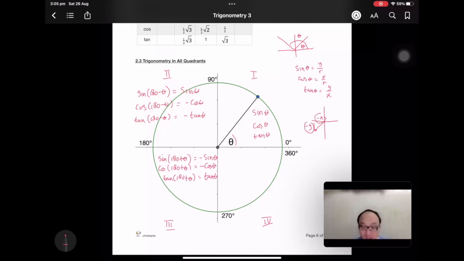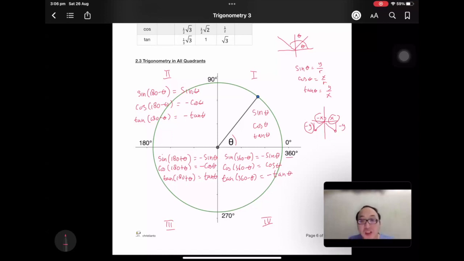And for the fourth quadrant, we use 360. So sine (360 minus theta) will equal negative sine theta, because in the fourth quadrant this is negative y but positive x. So y will be negative, so sine will be negative. Cos (360 minus theta) will be positive, because x is positive. And tangent (360 minus theta) will equal negative tangent theta.